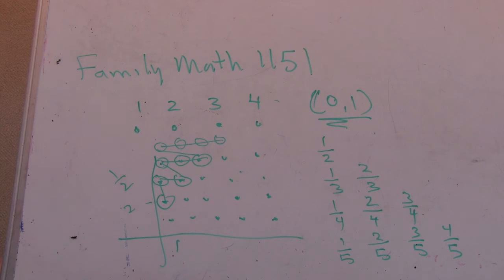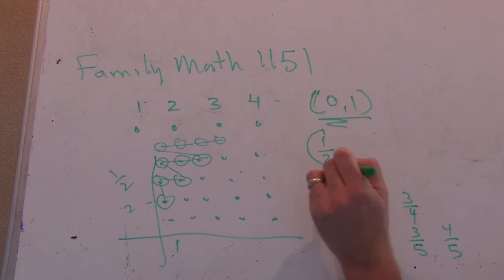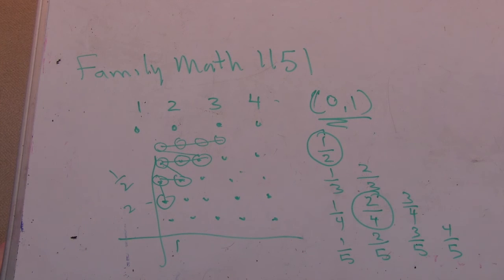Was it the duplicates? Yep, we have duplicates. 1/2 and 2/4. So in fact, what can you say about this set of numbers compared to the rational numbers? Well, if you wrote them down like this, it's going to be larger because you have duplicates. Yeah, it's larger than the rational numbers.